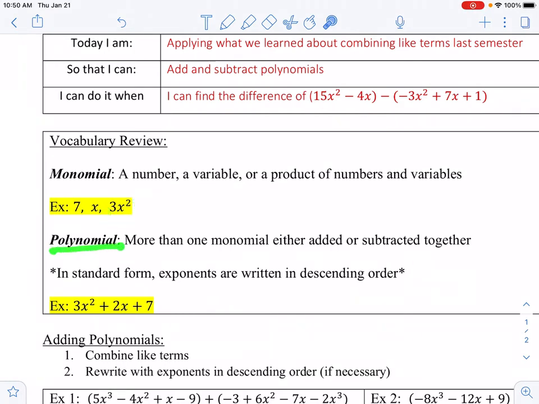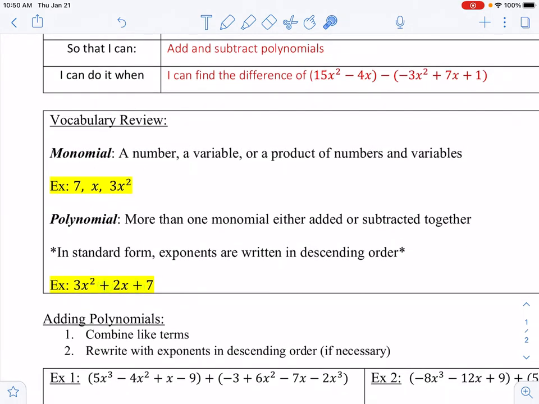A polynomial is when there is more than one monomial and it's either added or subtracted together. So here's our example down here. And in standard form, we write it in what's called descending order, where we have our largest exponent down to our constant term, which is just our regular number. So here is a polynomial. There are 3 terms, 1, 2, 3. They are separated by plus signs. So that's kind of how we know which terms there are. They're separated by the plus signs here. May also be separated by minus signs.